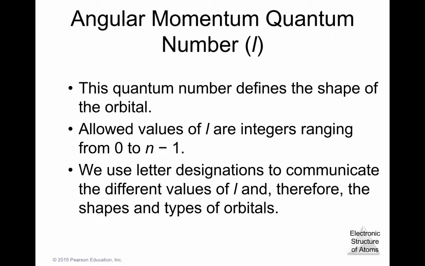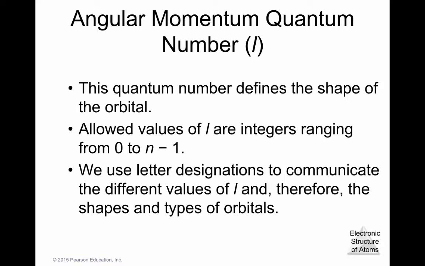The next quantum number that we have is the angular momentum quantum number, and it's represented by an l. So this is a lowercase l right here. And what this does is it tells you the shape of the orbital. So for example, it's spherical, like an s orbital, or it's dumbbell shaped, like a p orbital.